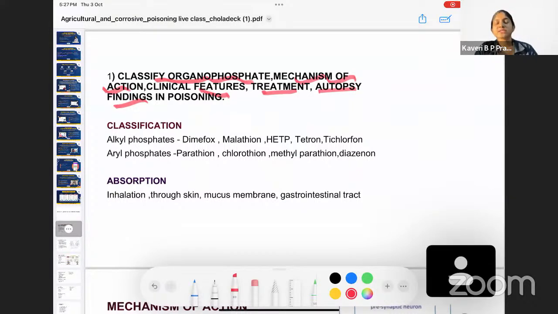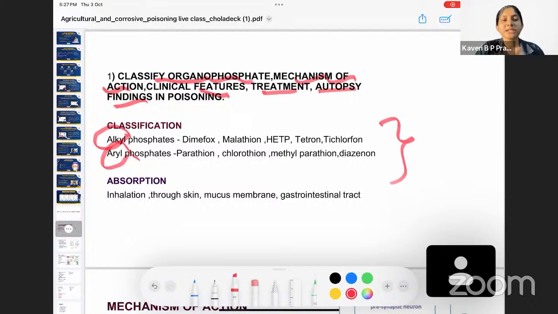Now, as I told you, this is one of the most common poisonings that you can encounter when you are a practicing physician, because a lot of farmers tend to eat herbicides with the intention to die, and all these contain a lot of organophosphate compounds. Coming to the classification, you have 2 types. One is the alkyl phosphate, and the other one is the aryl phosphate.